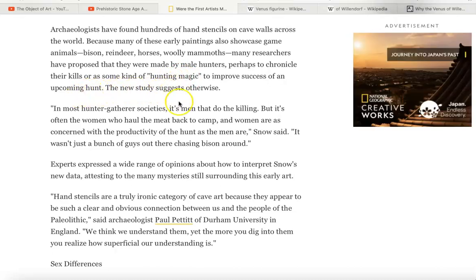The new study suggests otherwise. In most hunter-gatherer societies, it's men that do the killing, but it's often the women who haul the meat back to camp, and women are as concerned with the productivity of the hunt as men are, Snow said. It wasn't just a bunch of guys out there chasing bison around.